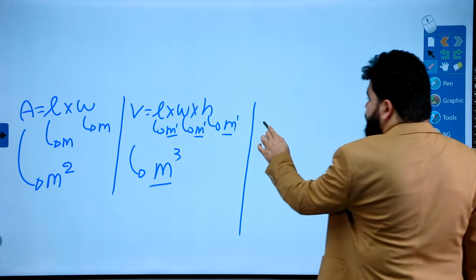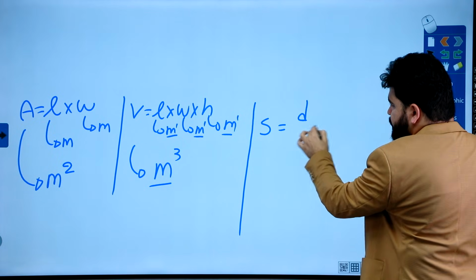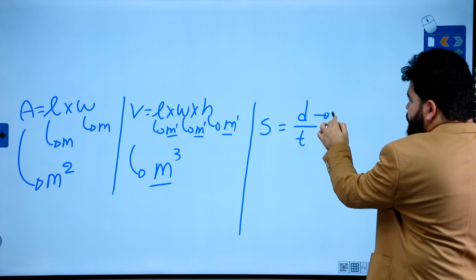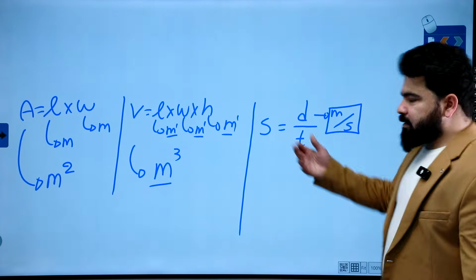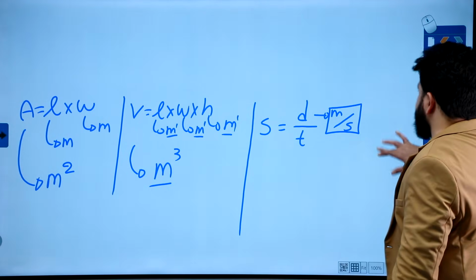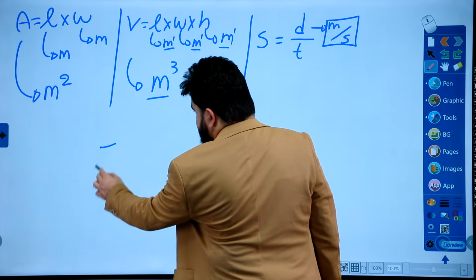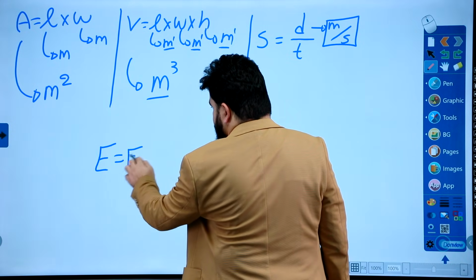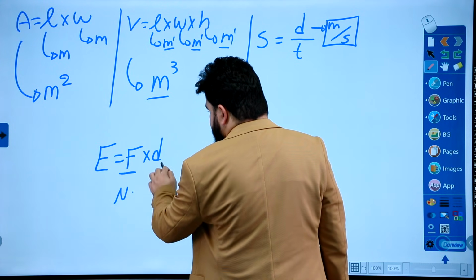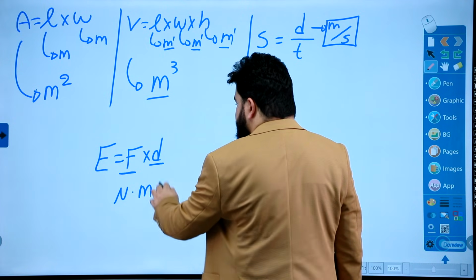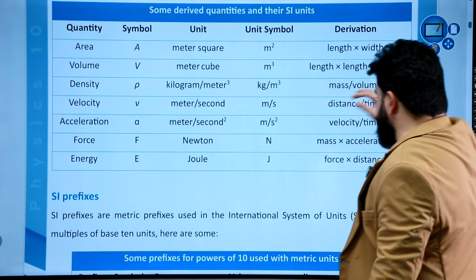Okay, you have speed, which is equal to distance divided by time. Distance is measured in meter. Time is measured in seconds. Distance, by the way, is the same as length, so you measure it as meter. Okay, we have energy. I'm going to take energy. Energy is equal to what? Is equal to force multiplied by distance. Force is measured in Newton, and distance is measured in meter. We have what? We have joule. And these are some examples that you saw.